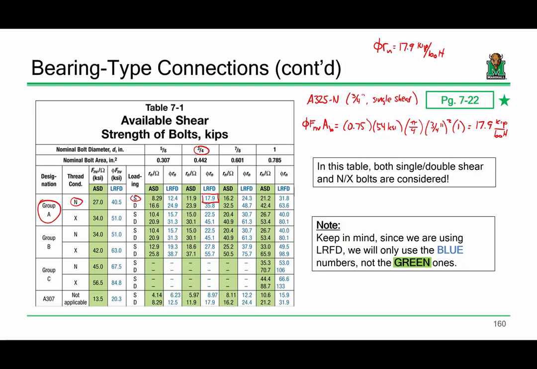Cool stuff, right? Just to be clear, what we're doing here in this table is we're just looking at bolt diameters, nominal shear stresses, and shear conditions, and we're just opening up a big Excel sheet and plotting it out. See, look at the difference between single shear and double shear. What's the difference between the 17.9 and the 35.8? It's double because there's 2 shear planes. So the point I'm making, you don't ever need to compute the shear capacity of a bolt. It's right there. Keep in mind, we're using the blue numbers, not the green numbers. We're using LRFD, so we are only using the blue values. Sound good?